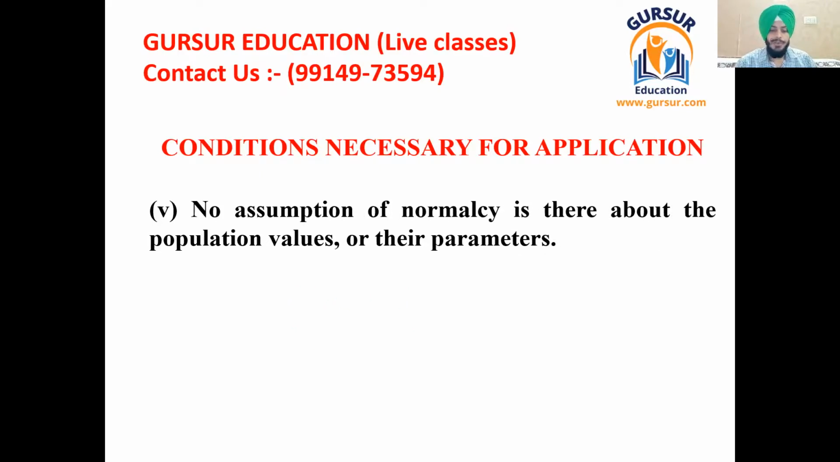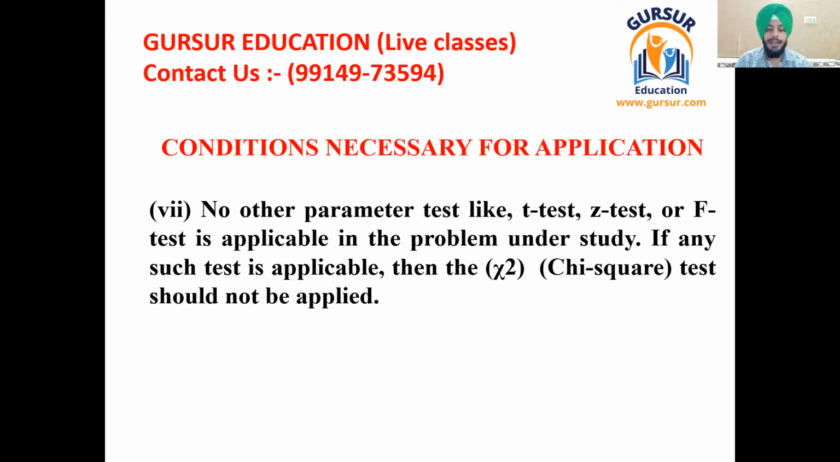The next is that you do not need any kind of assumption regarding the normalcy of the population value. This is also a condition for the chi-square test, that you are not supposed to make any kind of assumption regarding the parameters of the main population. So this was the condition number 5.